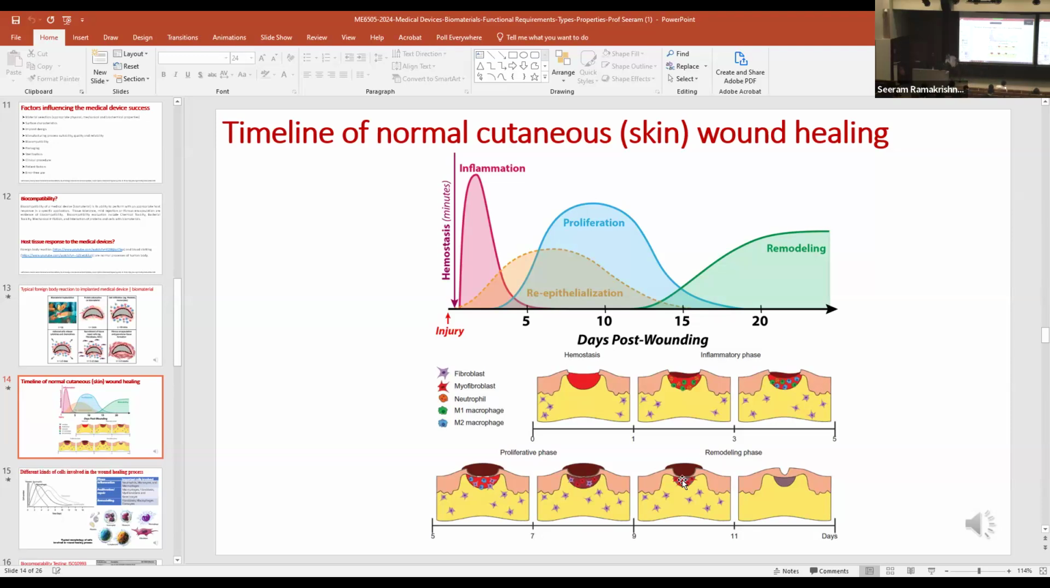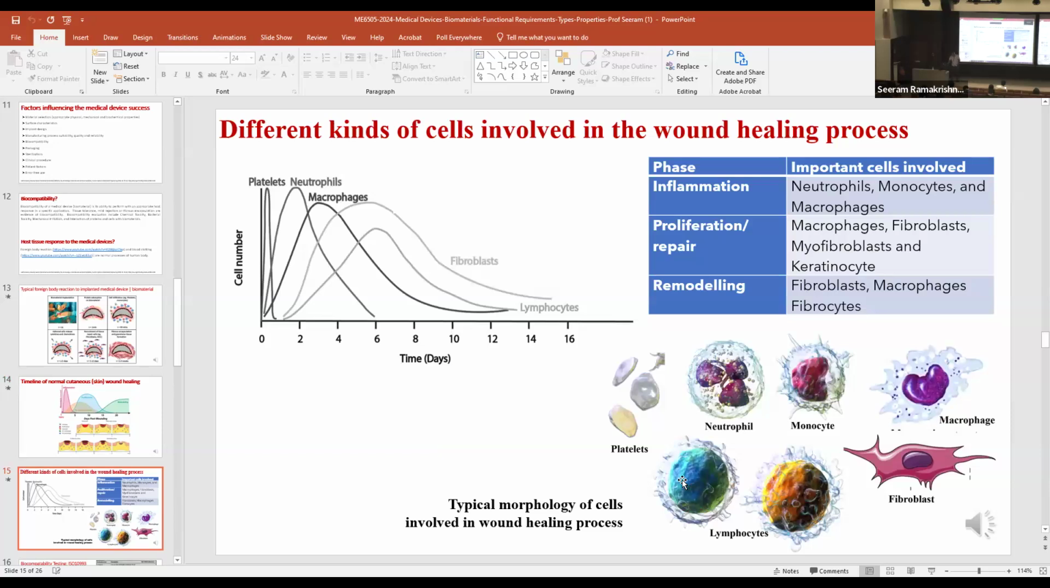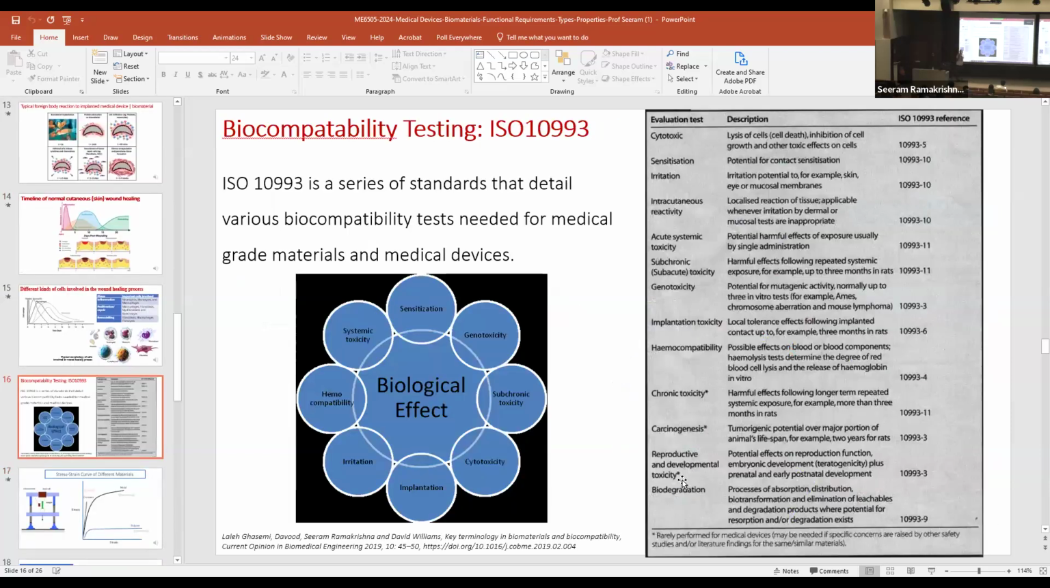Yeah. So now to assess the biocompatibility, these are more detailed. There is an ISO standard. It's called ISO 10993. So this is the gold standard. Basically, if you are a biomaterial scientist, you must know this, ISO 10993. It's a series of standards. Even though it is one number, they have sub numbers, and it's a series of standards that detail various biocompatibility tests needed for medical grade materials and devices.